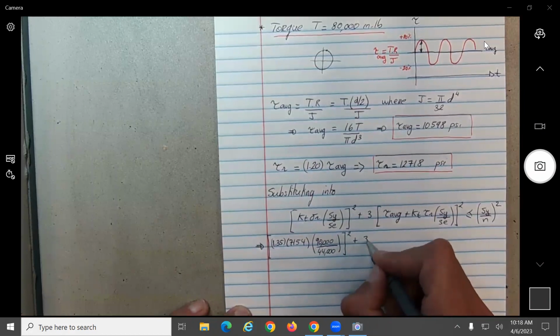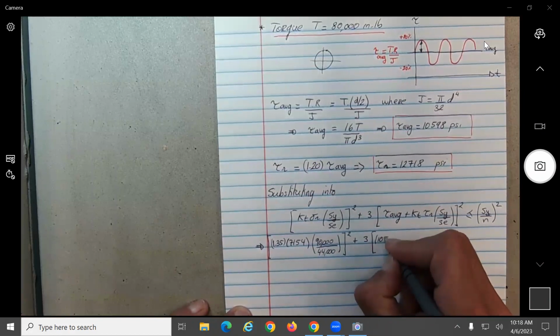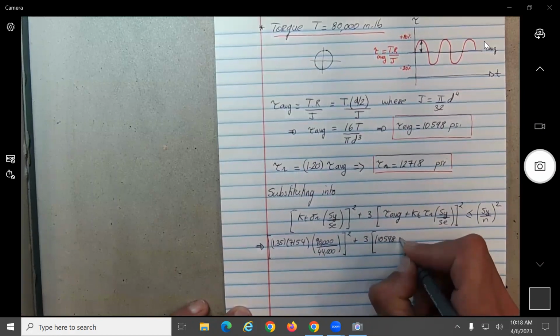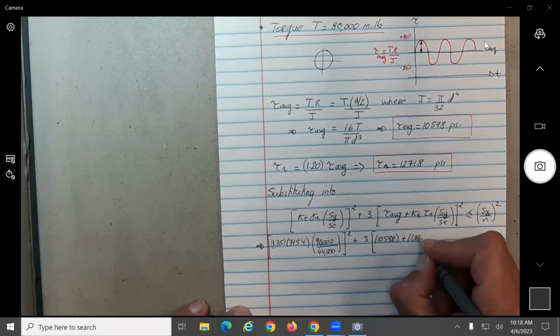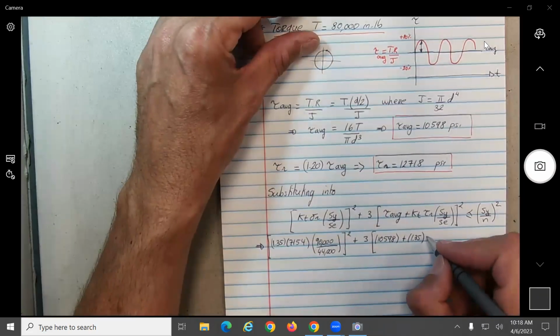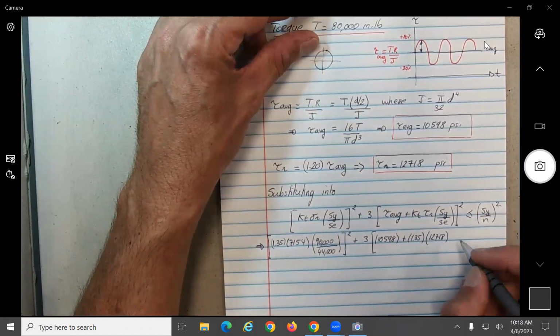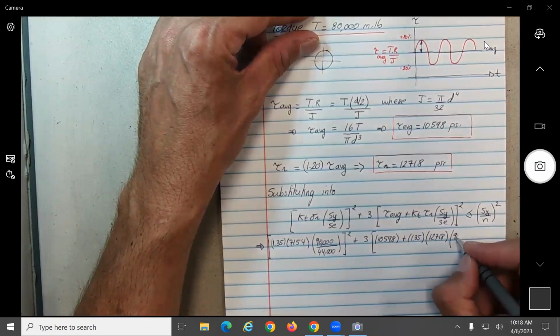Everything squared, plus 3 times the average that we calculated to be here, 10,598, plus 1.35. I run out of space, but it doesn't matter. Tau sub R, 12,718, times 90,000, divided by 44,000.